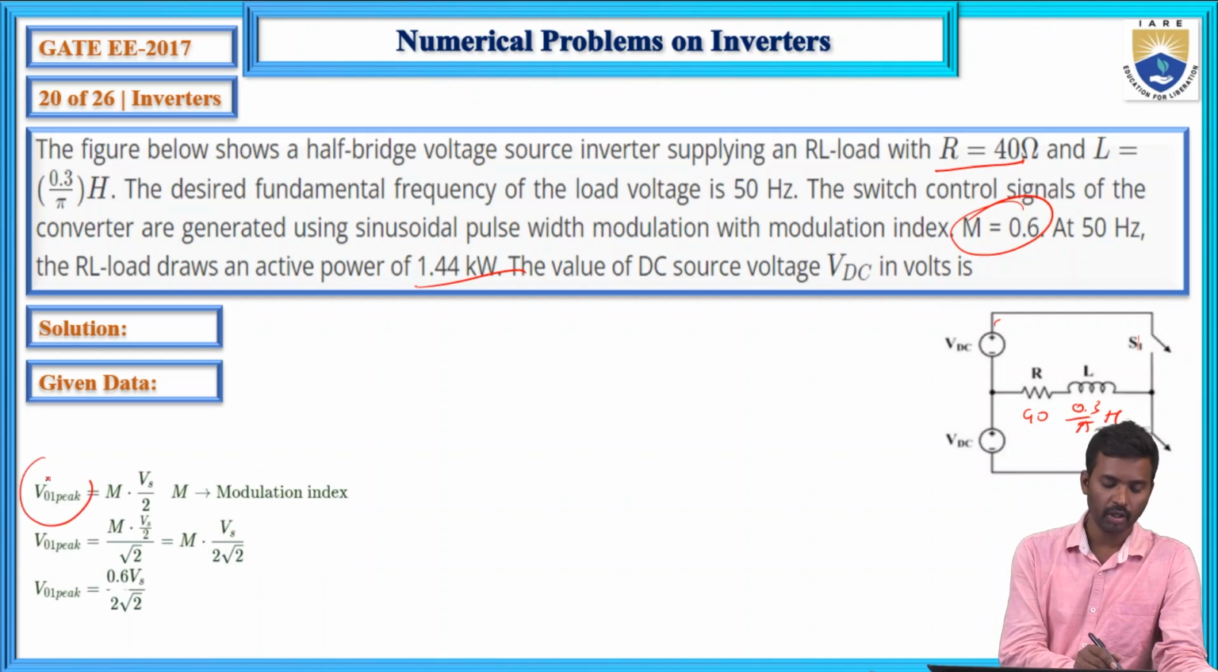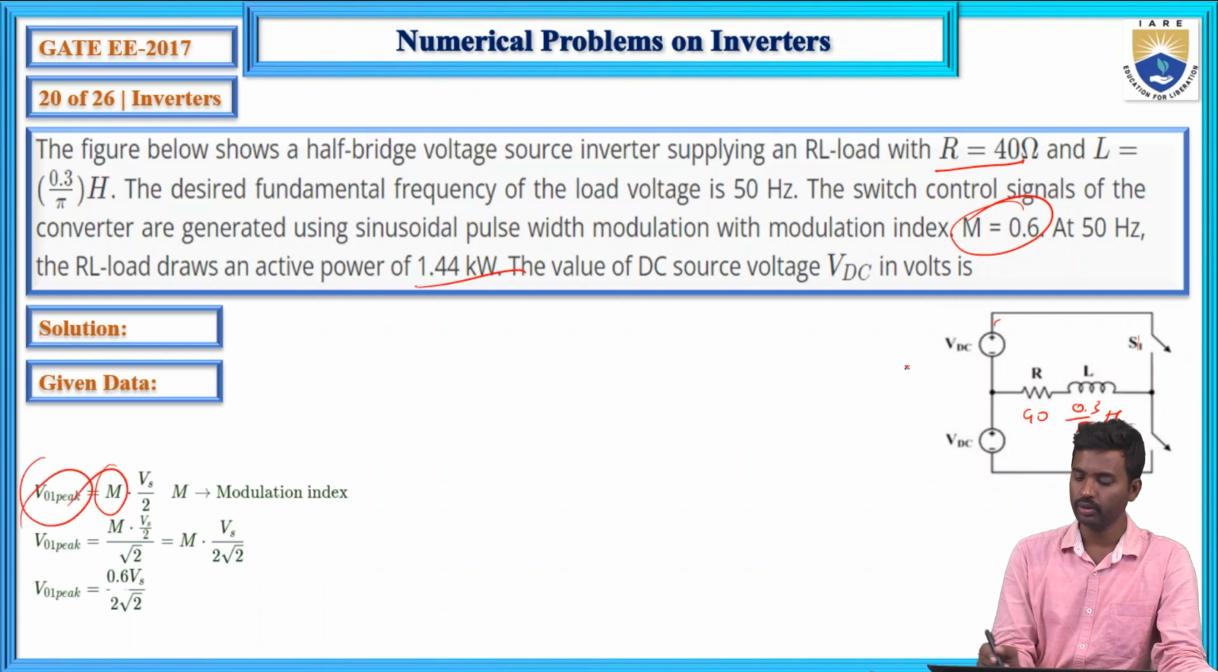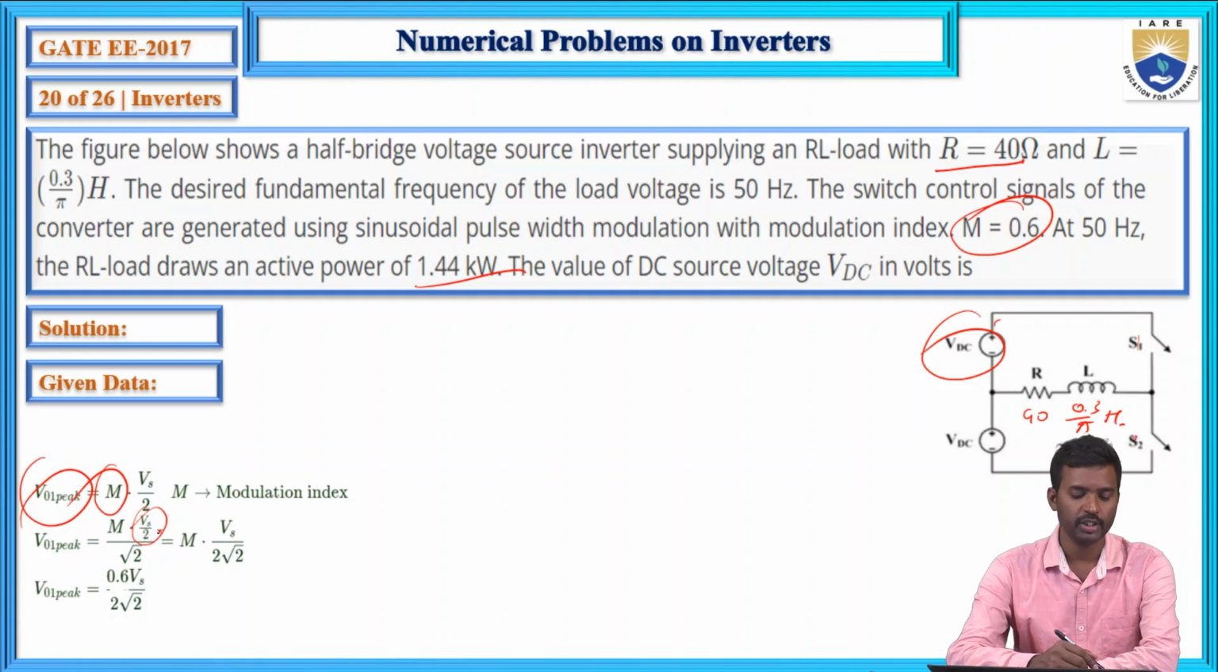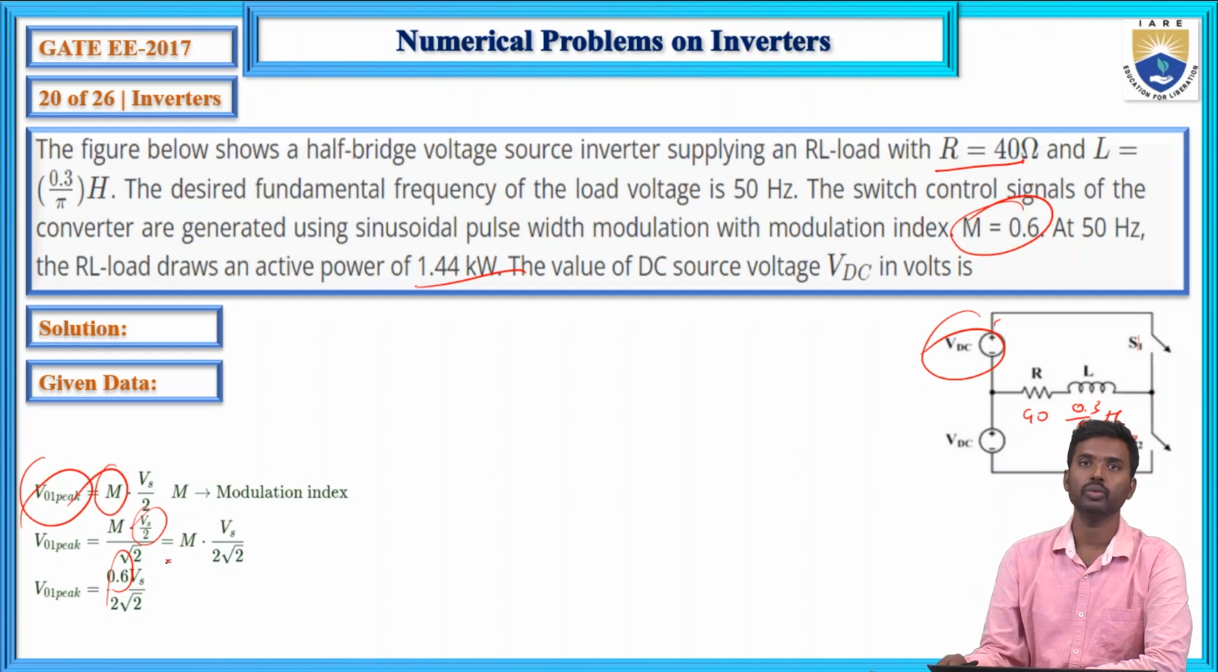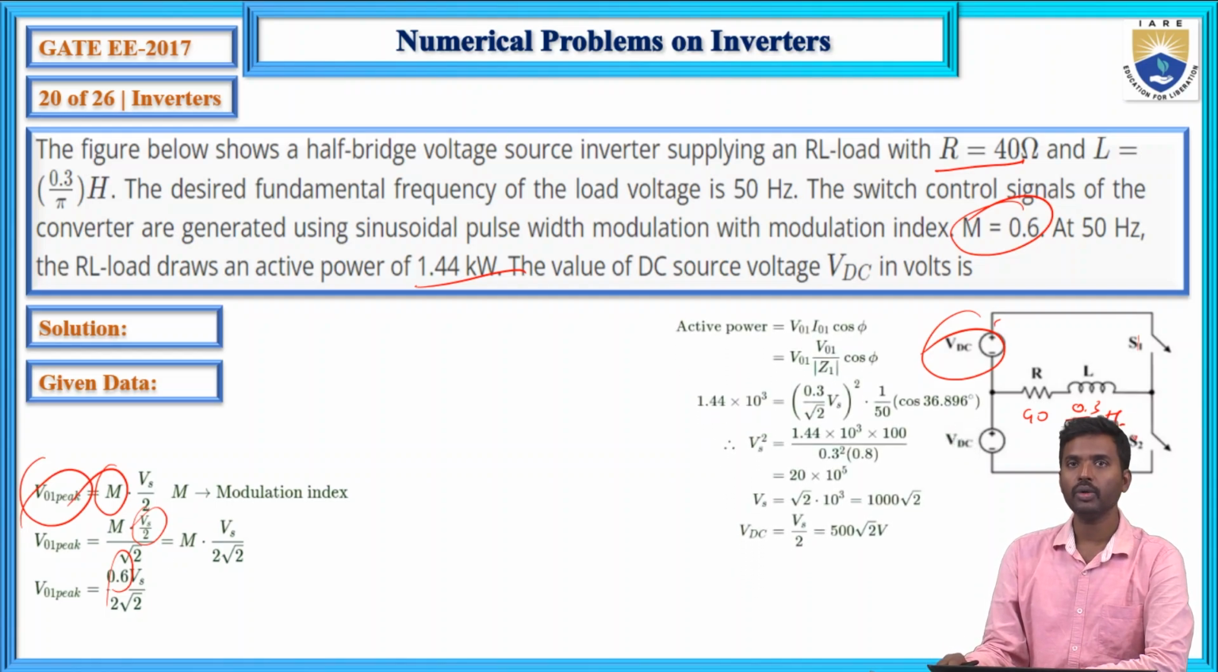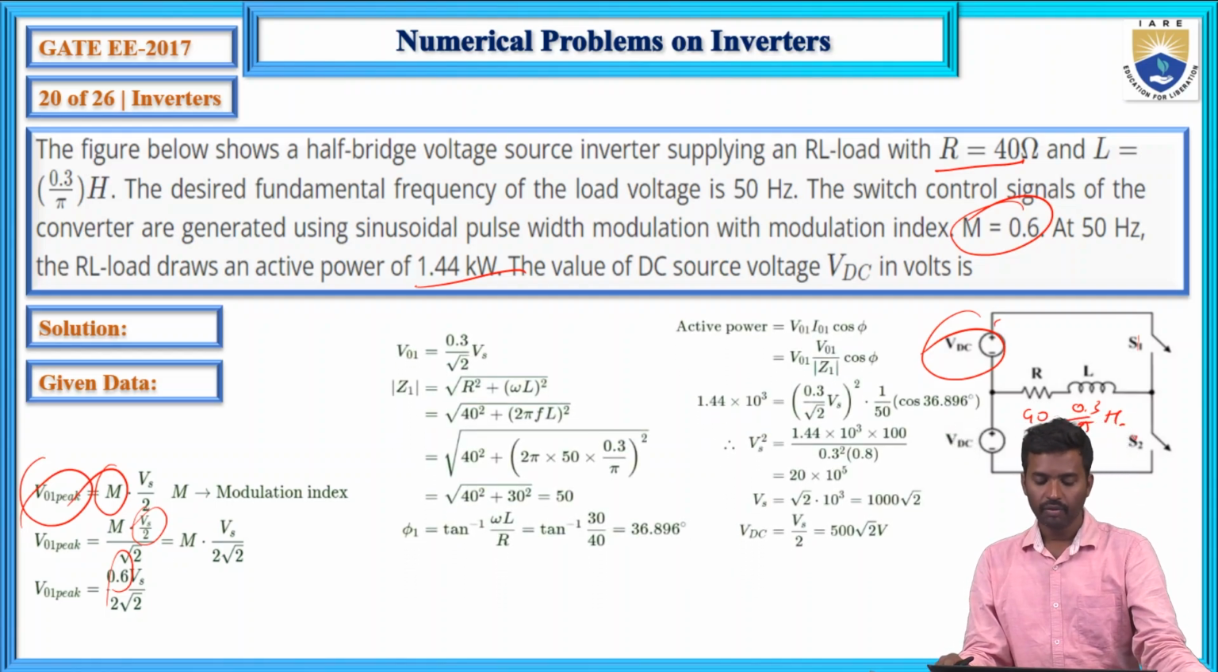Now the peak output voltage equals modulation index times VDC by 2. This VDC by 2 means Vs by 2. The value of m is given. So Vs by 2 by root 2, that is 2√2. So this is m equals 0.6 times Vs by 2√2. Now how will we calculate it?